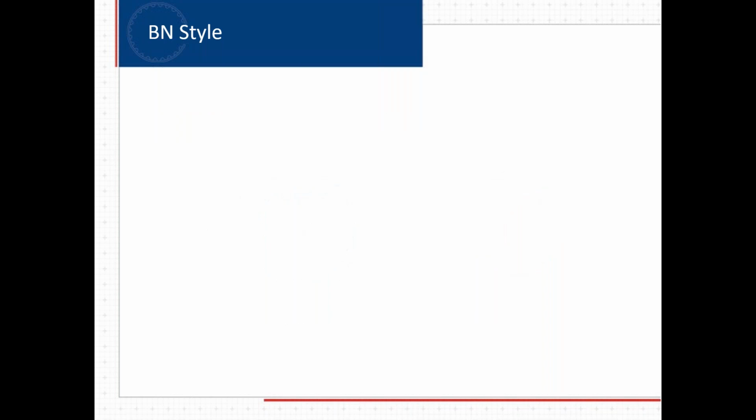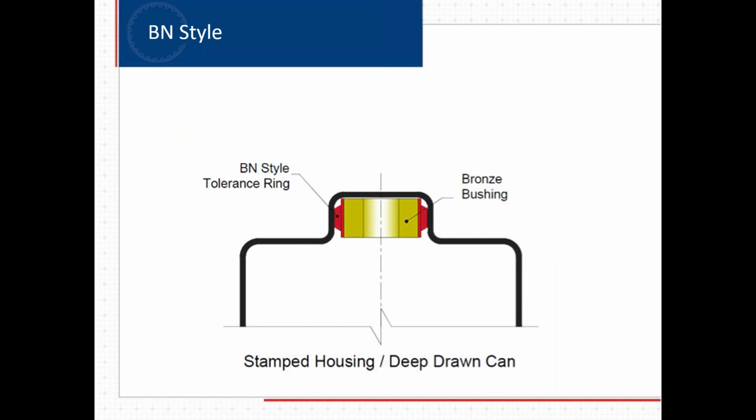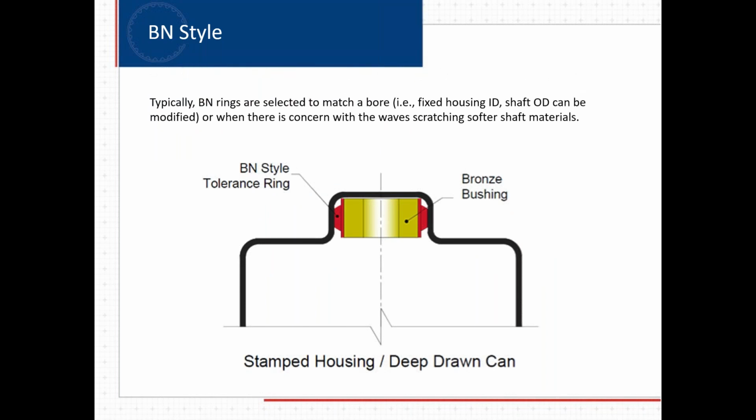Where would you use a BN style ring? Well, it would be for situations where the housing ID is fixed, but the shaft OD can be modified. So when the outer component ID is fixed and the inner component OD can be modified, that's usually where you go to a BN style ring. Or where there's concern that the waves could scratch softer material, such as with the motor mount that we showed earlier on. We do not want the waves to embed into the stator laminate stack. We wanted them to go into the aluminum housing.